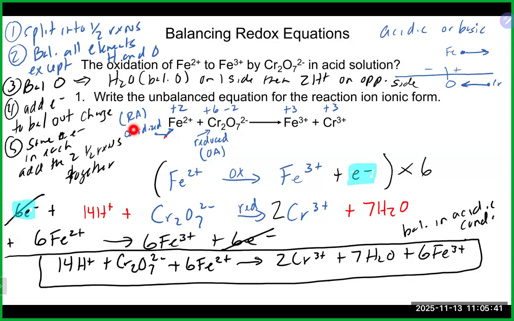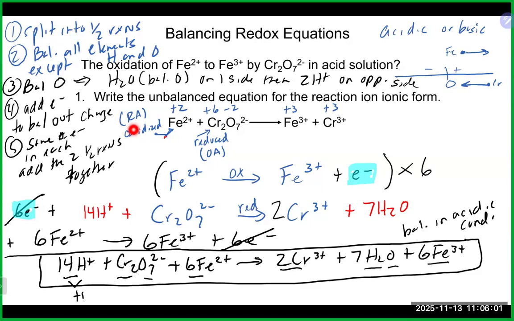So how do I know if it's balanced? Well, first off, it needs to be like a normal equation. I got 14 hydrogens there, 14 there, so that's good. 2 Cr, 2 Cr, 7 oxygens, 7 oxygens, 6 irons, 6 irons. So that is balanced like a normal equation.